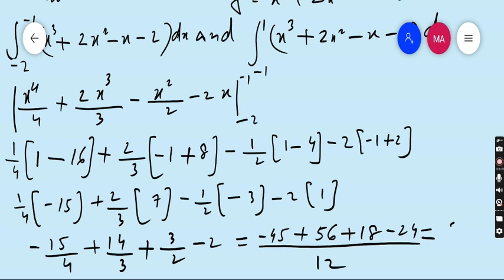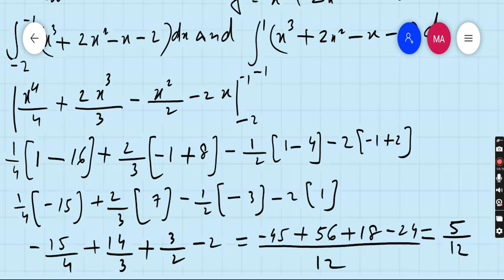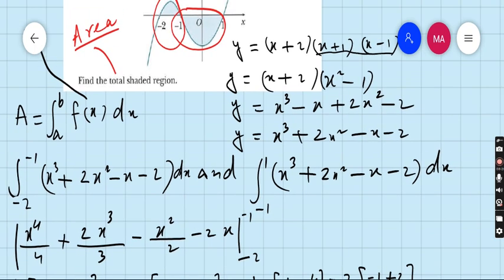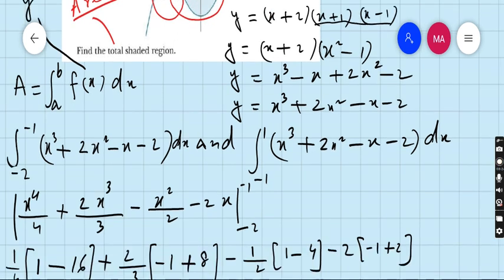Answer is 5. So 5 upon 12 is the area of the shaded region when the limit is from minus 2 to minus 1. Now we will do the same work but with the limit from minus 1 to 1.